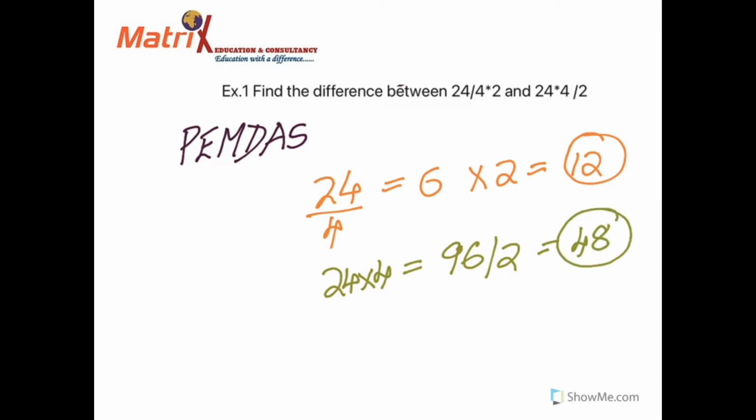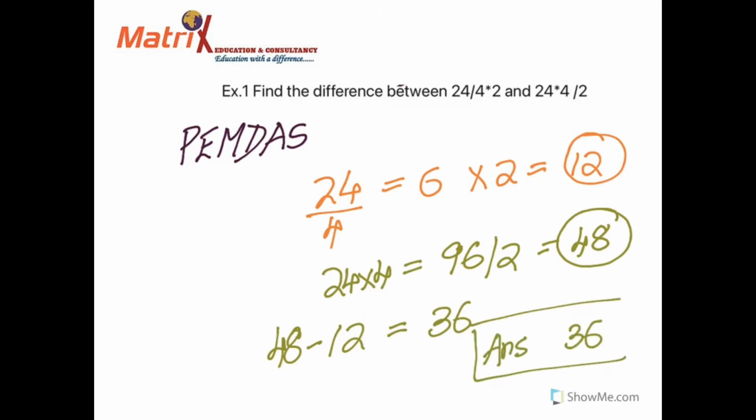The question says, find the difference between this and this. Last step, 48 minus 12, and my answer is 36. Their difference is 36.